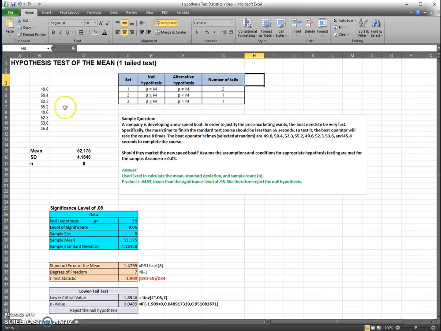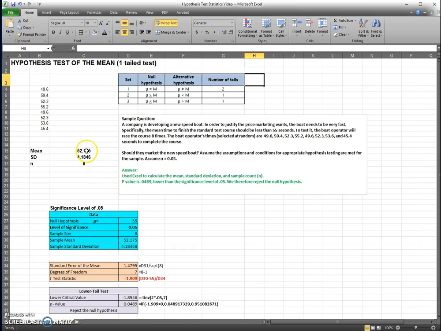Here I have my sample data set. The question reads: a company is developing a new speedboat. In order to justify the price marketing wants, the boat needs to be very fast. Specifically, the mean time to finish the standard test course should be less than 55 seconds. To test it, the boat operator will race the course 8 times. The boat operator's times, selected at random, are as follows, and these are representative of the times. So, the question: should they market the new speedboat? Assume the assumptions and conditions for appropriate hypothesis testing are met for the sample, and assume a significance level of 0.05.